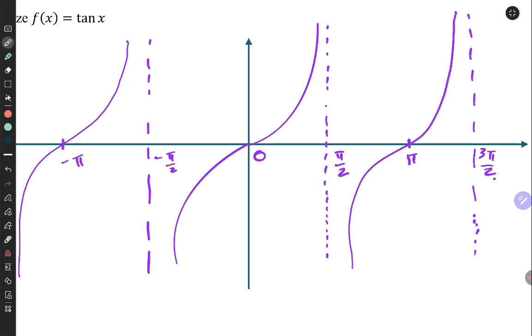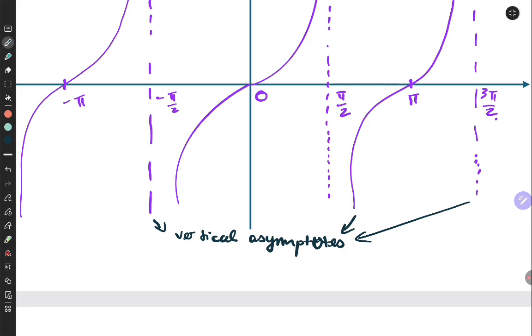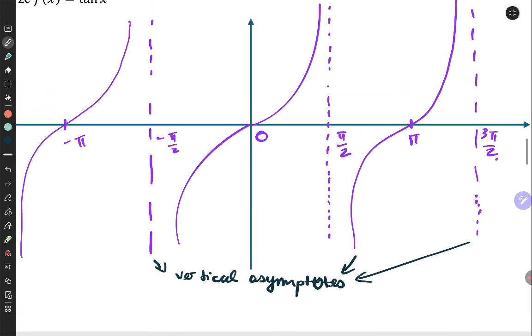Sounds about right. So look at those dashed lines. What's the name of those lines? These dashed lines right here. Asymptote, more specifically vertical asymptote. Those are vertical asymptotes. Okay.